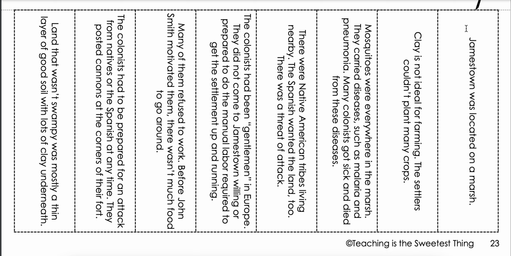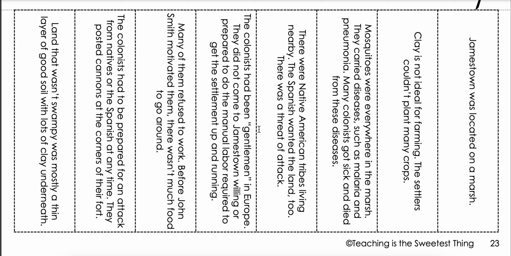So if I think about mosquitoes were everywhere and lots of diseases may have killed the colonists, why were the mosquitoes everywhere and lots of diseases? It was because Jamestown was located on a marsh. I definitely think those go together. I'm going to keep reading just in case. There were Native American tribes living nearby. The Spanish wanted the land too. There was a threat of an attack.